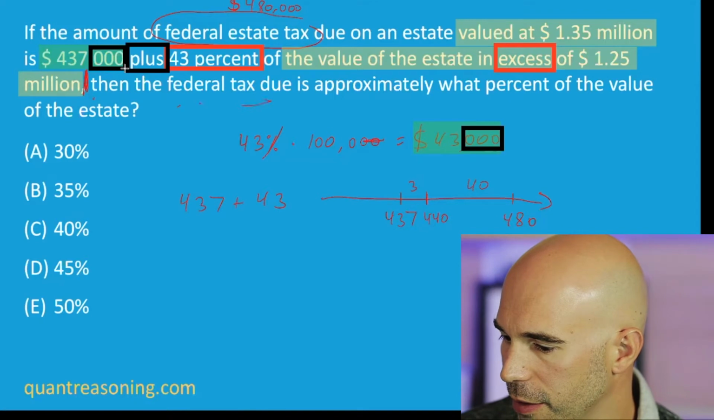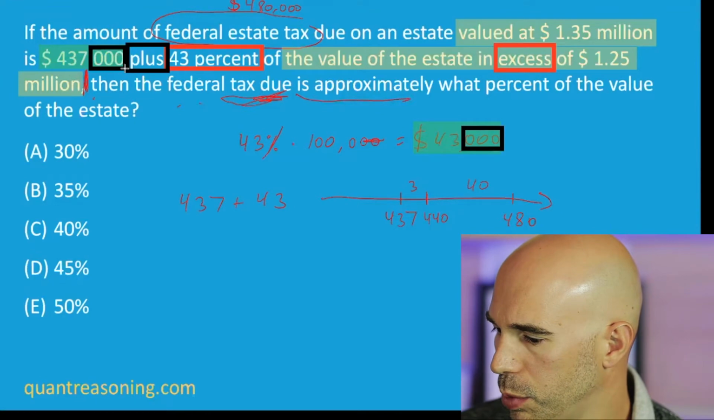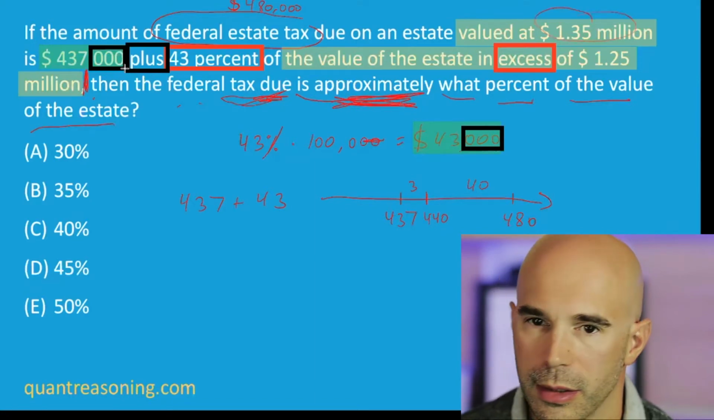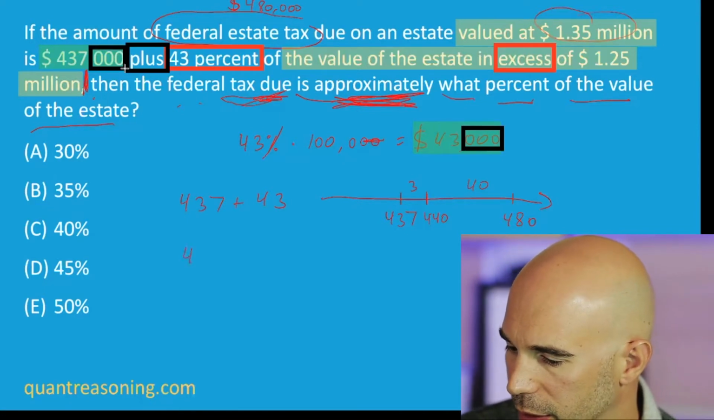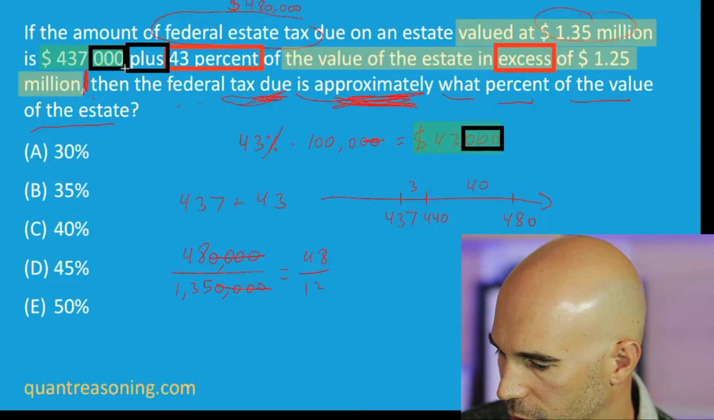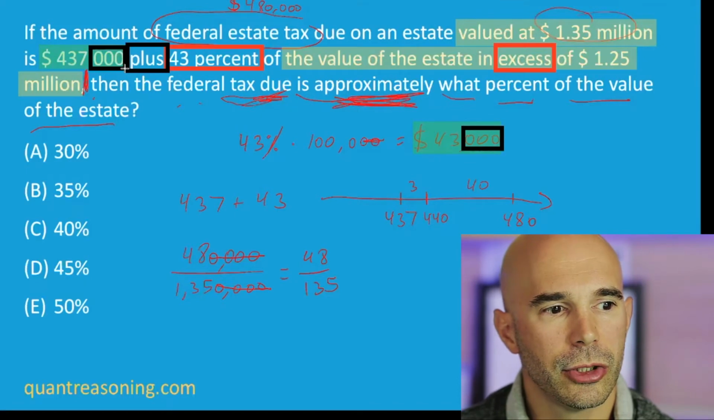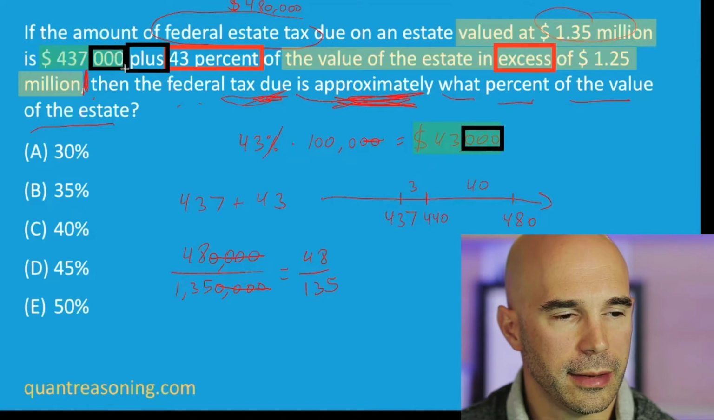Comma, then the federal tax due, which we know already is 480,000, is approximately, that's an important word, approximately what percent of the value of the estate, which we know was 1.35 million. So we want to know what percent approximately is this out of this. And let's reduce 4 zeros and rewrite it as 48 out of 135. The presence of the word approximately means that I shouldn't have to work very hard at this point. So I'll look at the answer choices.